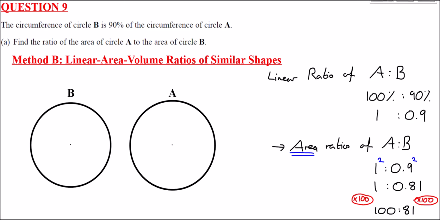So just showing you a couple of ways how you can think about that particular question.